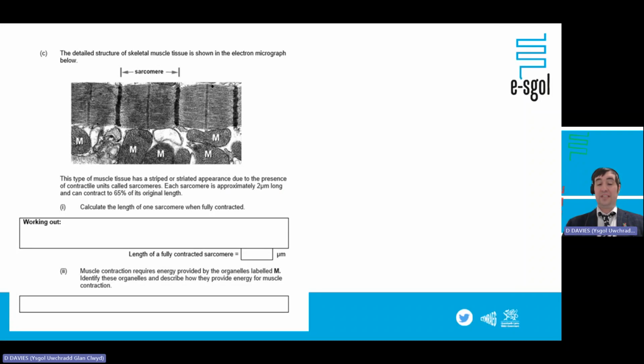Okay, now obviously, if you get an answer that's longer than 2 microns, you've done something wrong there, haven't you? Yeah, you need to swap your numbers on the division bit of your answer, sorry, okay? So you're looking for 65% of its original length. So 65% of 2, it's going to be around 1 point something, isn't it? Okay. Muscle contraction requires energy, provided by the organelles labeled M. Identify these organelles and describe how they provide energy for muscle contraction. So again, that's linking us back to our structure and function bit, what we know previously, isn't it?